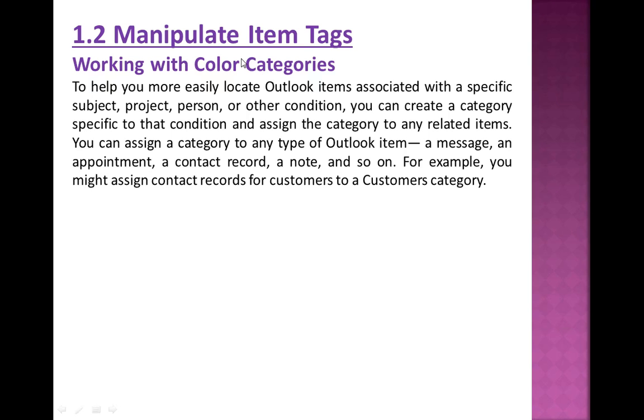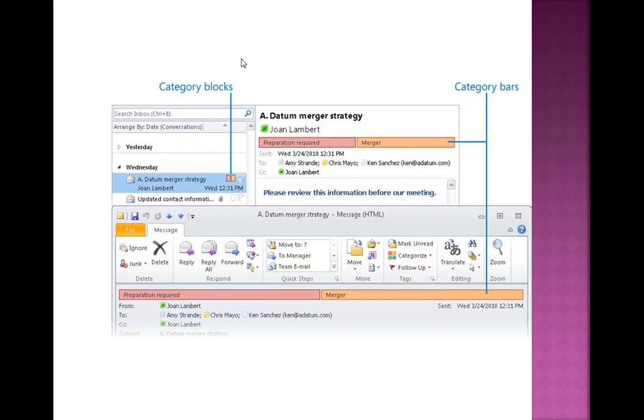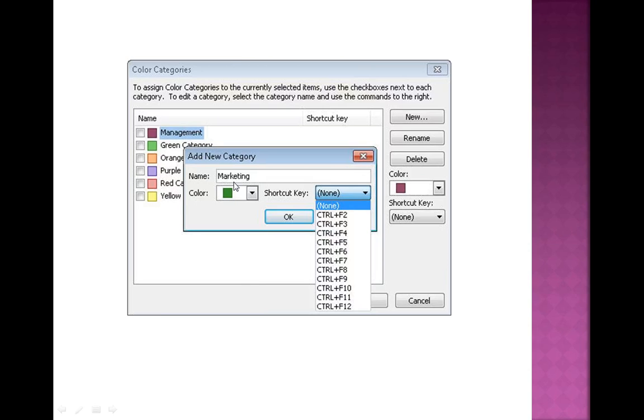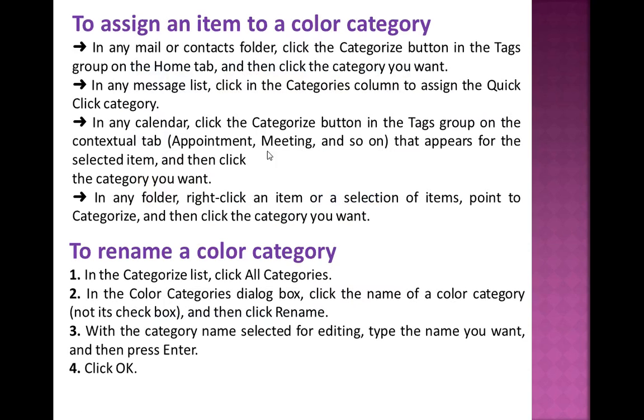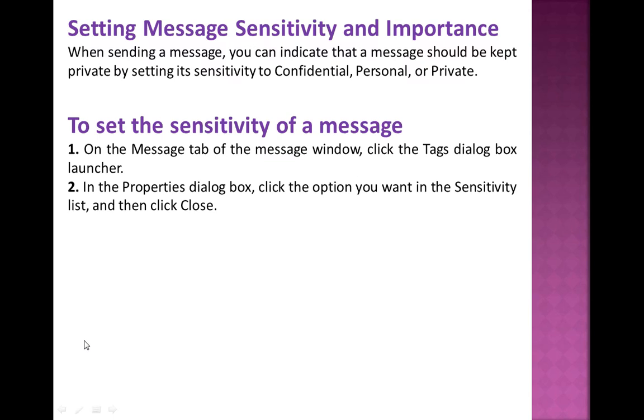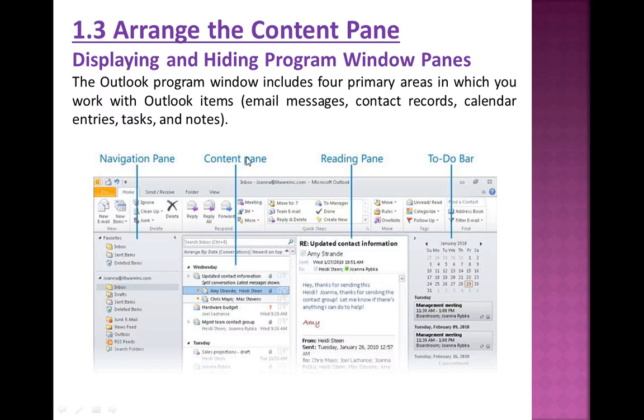Then how to manipulate the item text? You can change the item text, or you can change the item text category. You can use different colors for different categories. These are the steps that we apply for assigning an item. This is how we can rename a color category. To set the sensitivity level, I can change the sensitivity level.